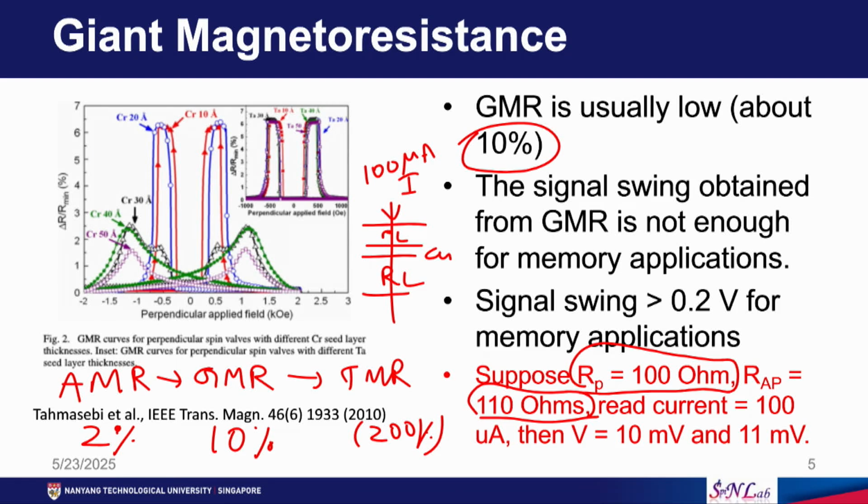To convert this current into voltage, you will get 10 millivolt and 11 millivolt. This is the difference between bit 0 and bit 1. This 1 millivolt difference is too difficult to read. Because of this reason people do not use GMR, they go for TMR, which gives rise to 200% tunneling magnetoresistance.